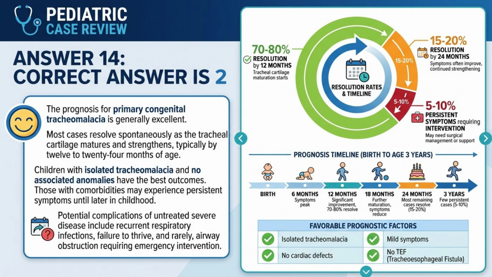The correct answer is Option 2. Most cases resolve spontaneously by age 2 years. The prognosis timeline demonstrates that primary congenital tracheomalacia has an excellent outlook. As the child grows, the tracheal cartilage naturally matures and strengthens, leading to complete resolution of symptoms between 12 and 24 months of age.